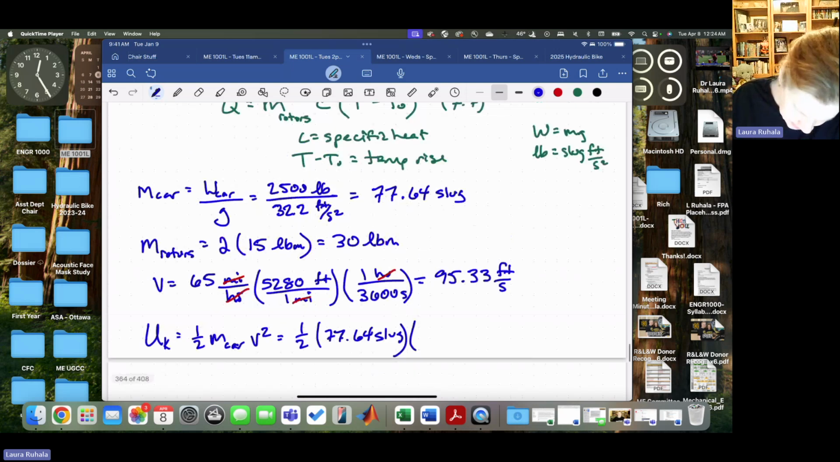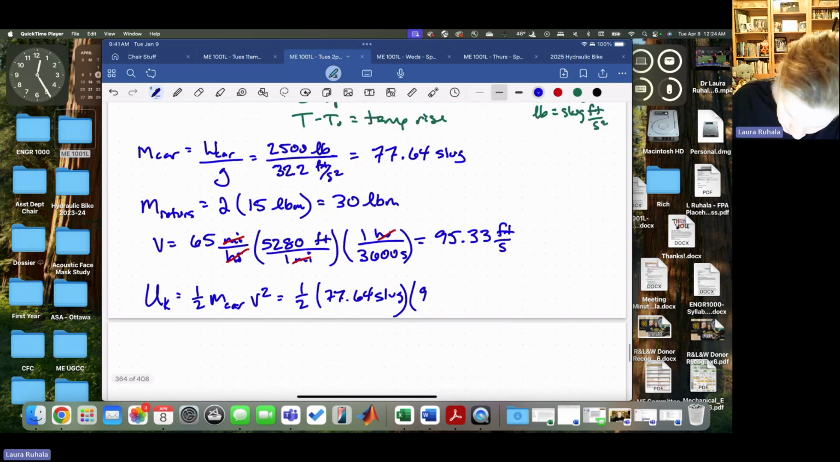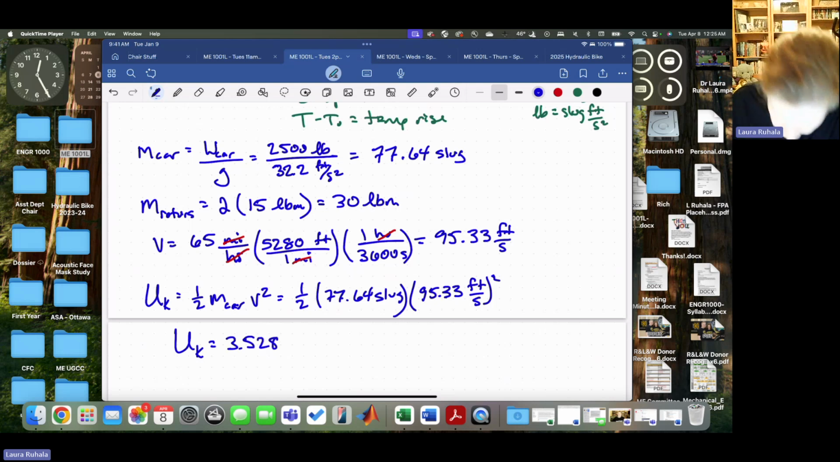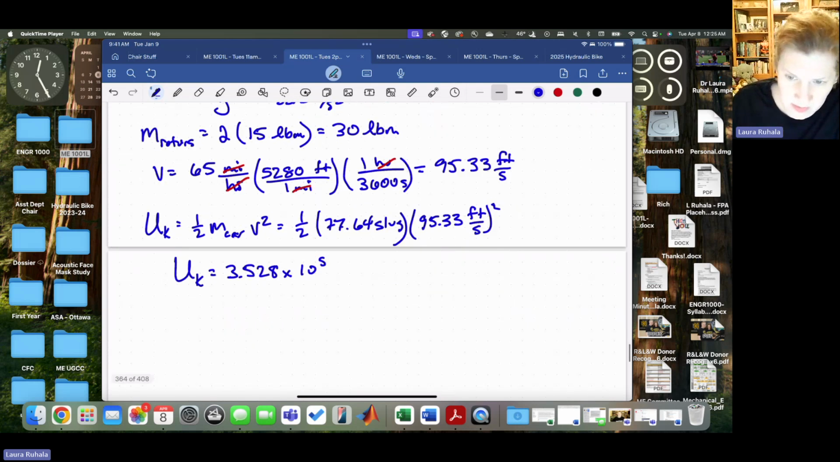times my velocity is 95.33 feet per second, and that is squared. Okay, so the value I'm going to get here is 3.528 times 10 to the 5. We're going to have some messed up units. Slug foot squared per second squared.